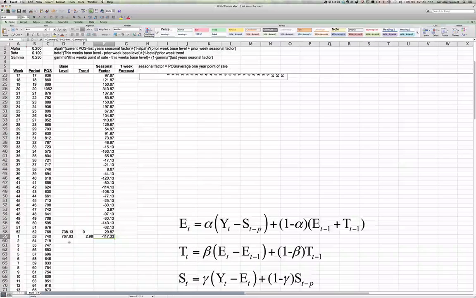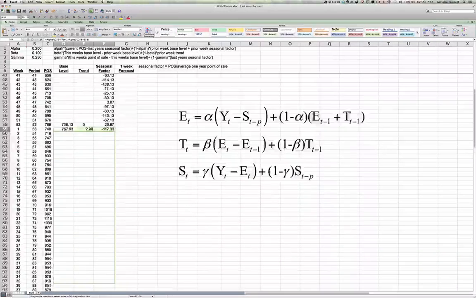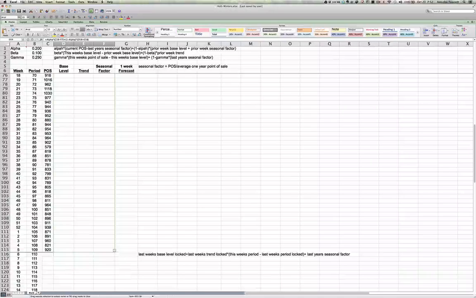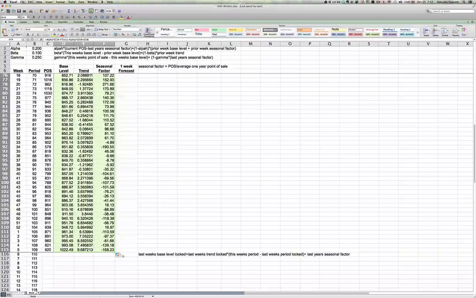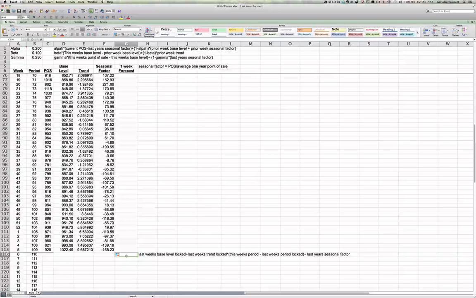Now the good news is that now that I have set up these formulas, I can simply copy them down throughout the remainder of the data set. So that takes us all the way through to period 109, or week 5 of year 3. And now I can finally come up with my actual forecast. Everything that I've done up until this point was really just to obtain these numbers right here. I need base level estimates, trend estimates, and a series of seasonal factors.